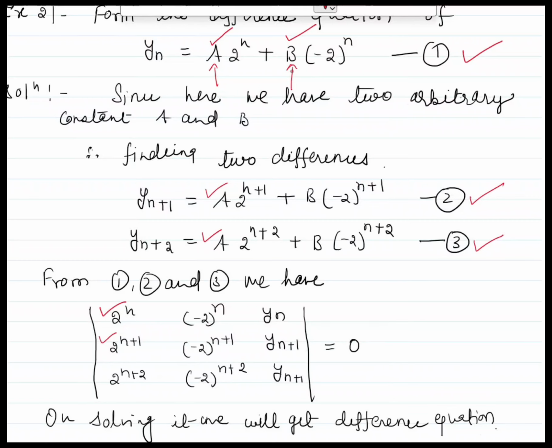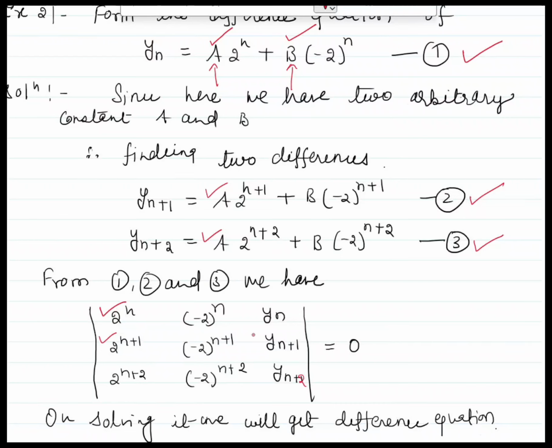Similarly for b, the coefficients of b are (minus 1) to the power n, (minus 1) to the power n+1, and (minus 1) to the power n+2, write them here. And the coefficient of 1, so what is the coefficient of 1? We'll write y(n), y(n+1) and y(n+2). This is y(n+2).